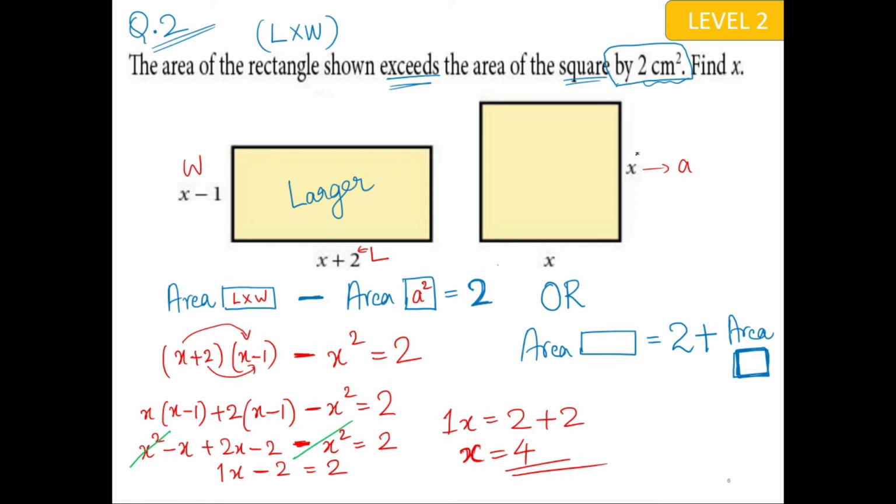You can do a check to make sure your answer is right. The x is 4, so the area of the square is 4 squared, which is 16. Here my length is 4 plus 2, which is 6, and the width is 4 minus 1, which is 3. So the area here is 6 times 3, giving you 18. So you can see that the area of the rectangle exceeds the area of the square by 2 centimeters, since 16 plus 2 gives 18.